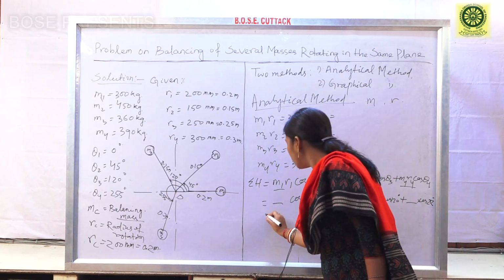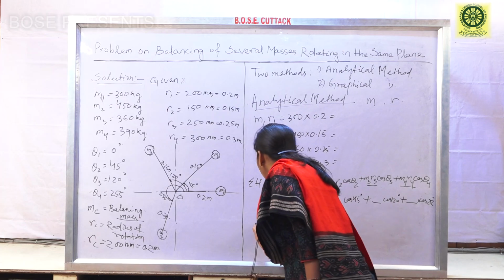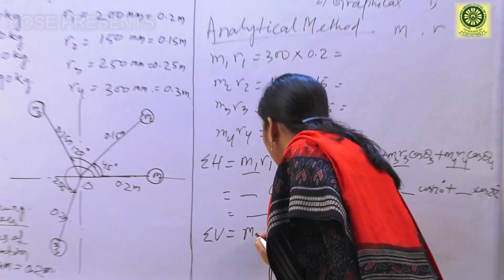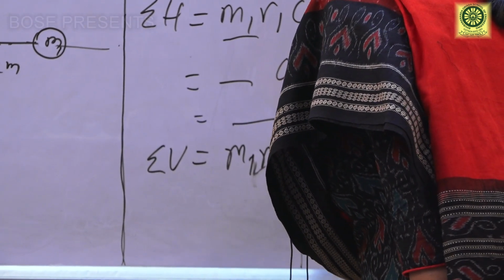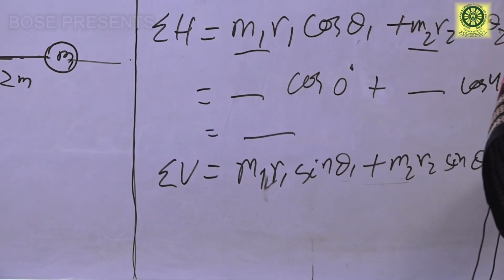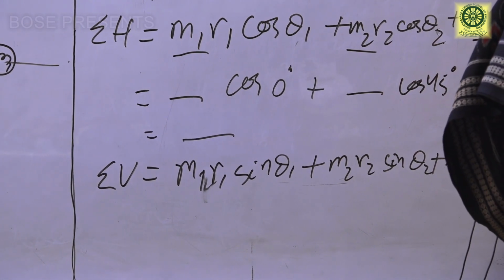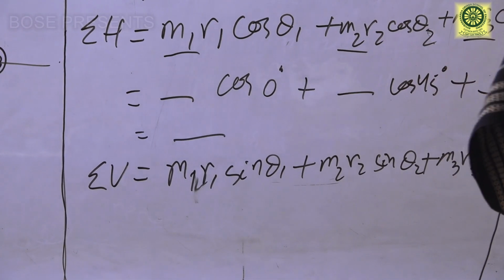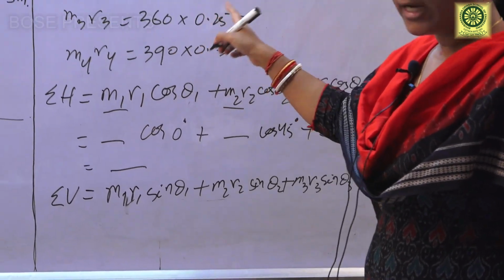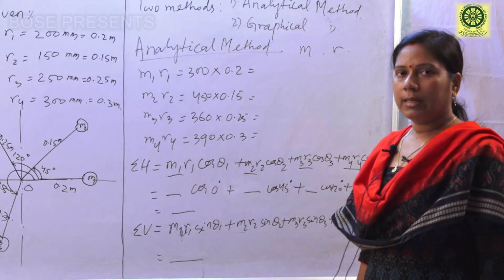Okay, so you will get one value, the value of summation of horizontal. Similarly, you can find out the summation of vertical. What is the formula? Already we have discussed. M1 R1 sin theta 1 plus M2 R2 sin theta 2 plus M3 R3 sin theta 3 plus M4 R4 sin theta 4. Similarly, in this equation also you will put the values already we have calculated, then we will get the value of summation of vertical. Clear?